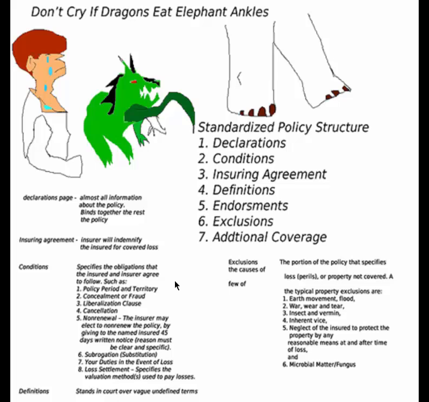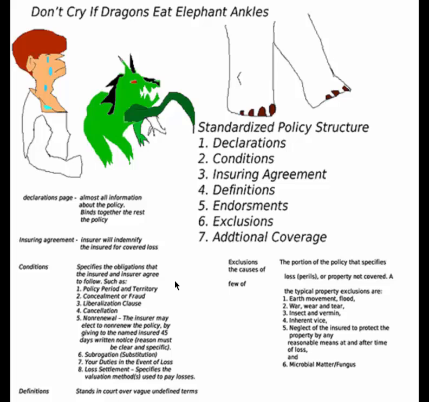War, wear and tear, that's a strange combination there, war and wear and tear. Insects and vermin, inherent vice. That's if something was in the structure that was already there previous to insuring it. It might have already been eaten out and weakened, let's say by some termite or something of that nature.